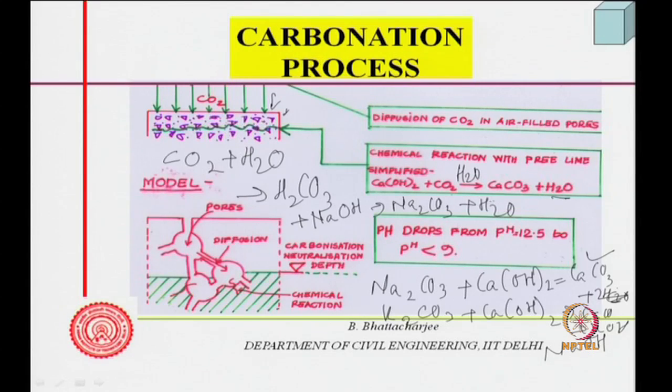Now, since the calcium hydroxide or sodium hydroxide material is getting consumed in the process, therefore, the pH of the concrete will reduce. To start with, the pH of concrete is around 12 to 13, which can get reduced even to a lower value than 9. What we understand is the intermediate step is sodium hydroxide and potassium hydroxide.